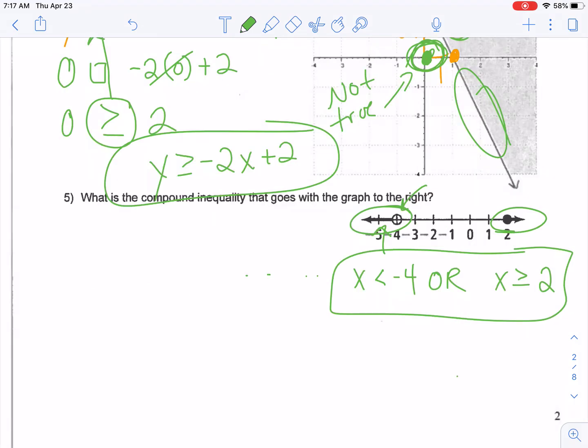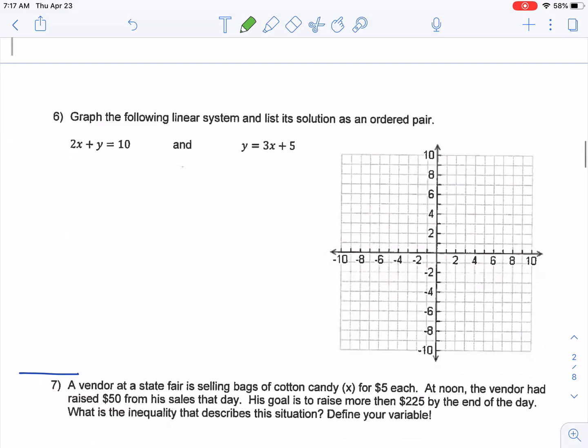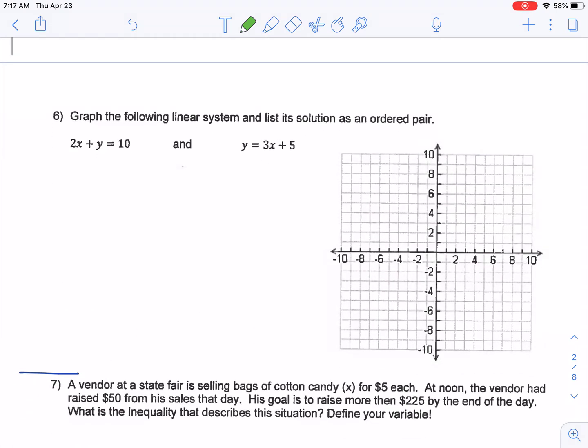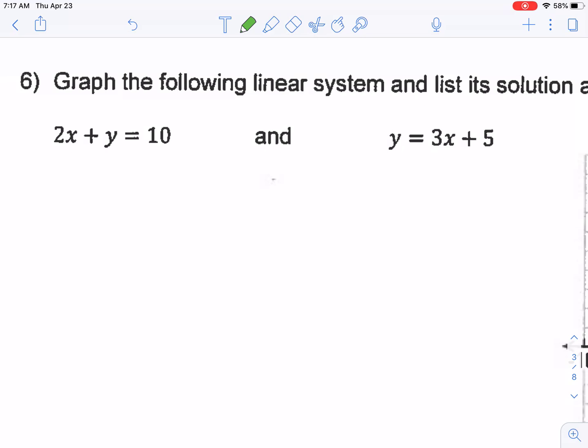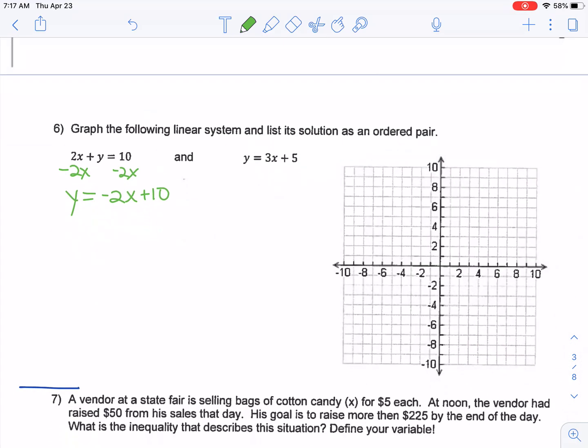And finally, for this section is number 6. Graph the following linear system and list its solution as an ordered pair. So let's get these in slope-intercept form. The very first one, we are going to subtract 2x from both sides. So I have y equals negative 2x plus 10. This is a system of equations. Let's go ahead and graph that.